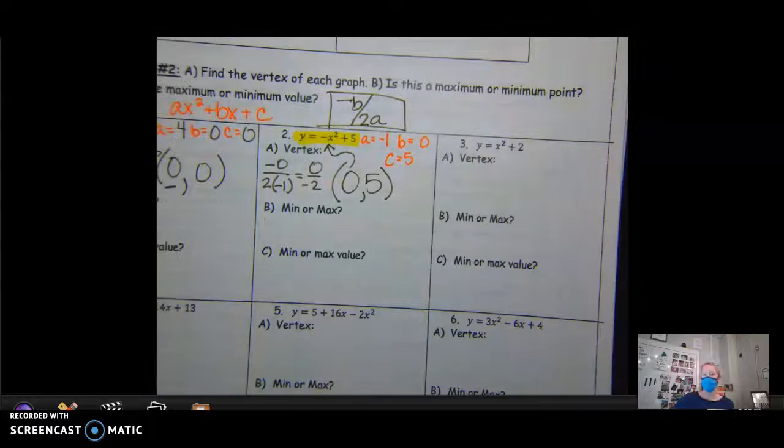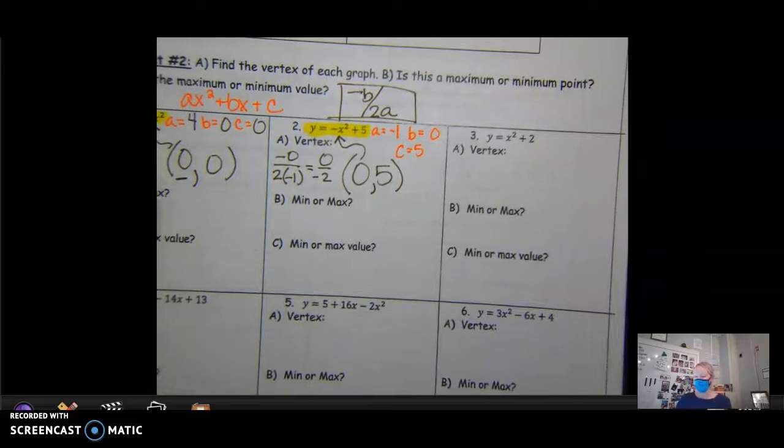Let's try one more together, and then I'm going to have you guys do some on your own. I'm actually going to have us skip down to number 5. Number 5 looks pretty tricky. Here's my equation on number 5. Did they write this equation in the correct form? Is everything in the correct order?